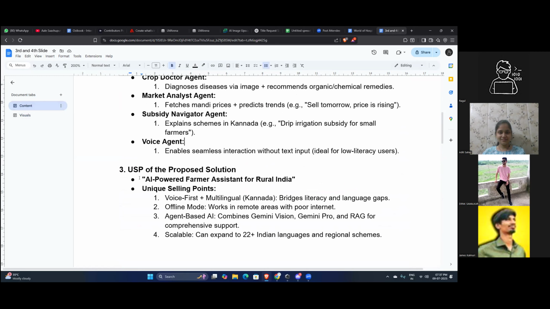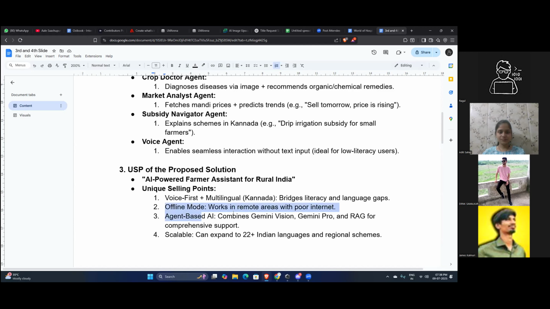And next, coming to the USP of the proposed solution. This is the third question they asked. The one thing is, ours is an AI-powered farmer assistant for rural India. Mainly we are focusing on rural India, right? And the next one is, these are our unique selling points. The first point is voice-first as well as multilingual, as I said before, so that it will bridge the literacy and the language gap. To access this app, you don't need to study anything. Even a child can access this app.